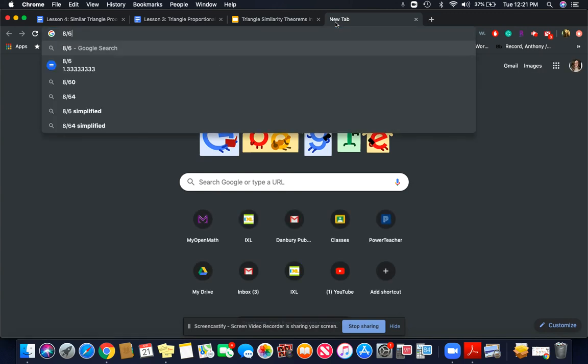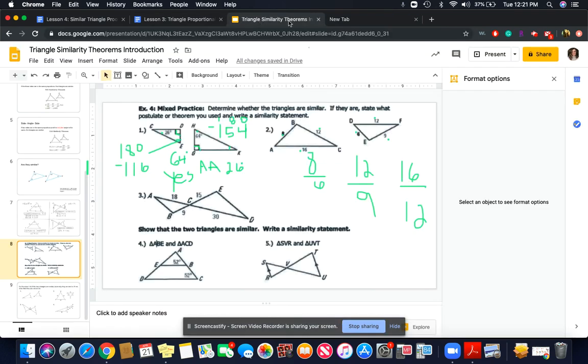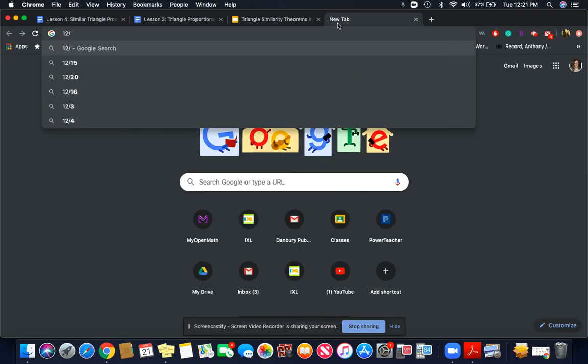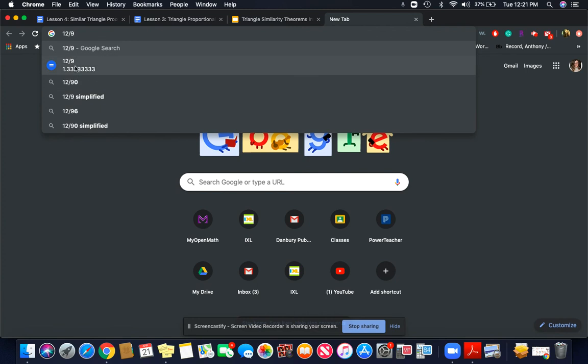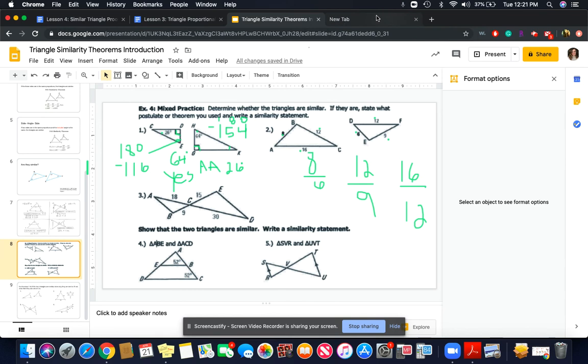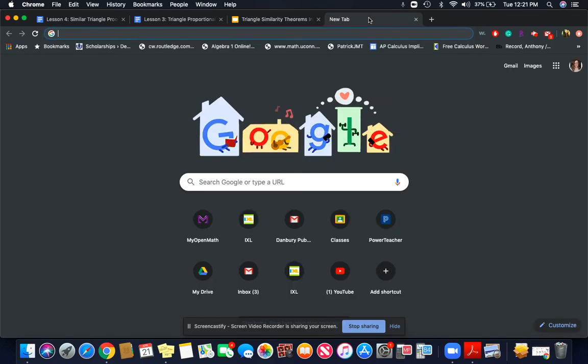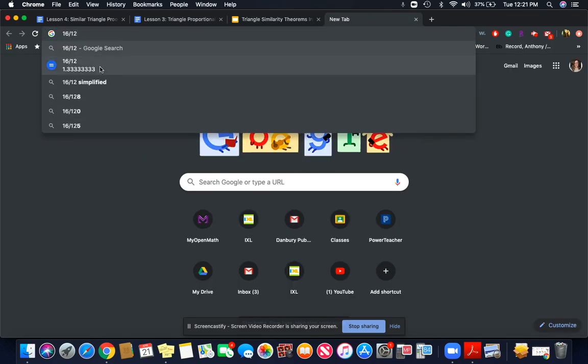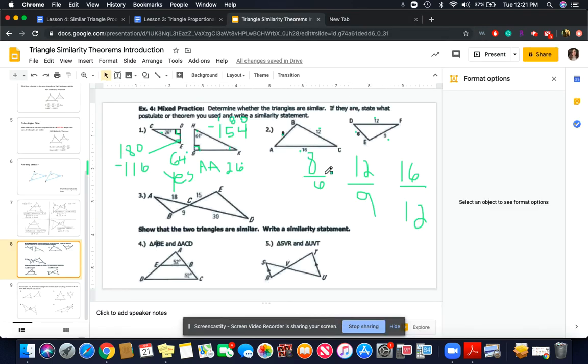8 divided by 6 is 1.3. All right, well, what about 12 divided by 9? Same thing, 1.3. So far, those ratios are proportional. The last one that we have to check is 16 with 12. So what is 16 divided by 12? 1.3. So we're in really good shape because I have three sides that all simplify to the same thing. Ratios that are equal are proportions. So this one, again, is similar. We're using side, side, side to figure that out.